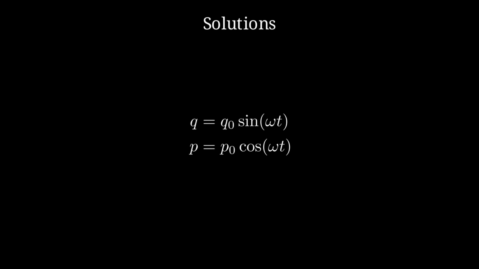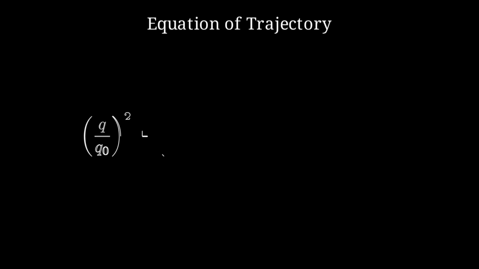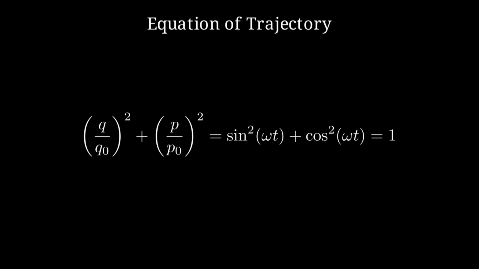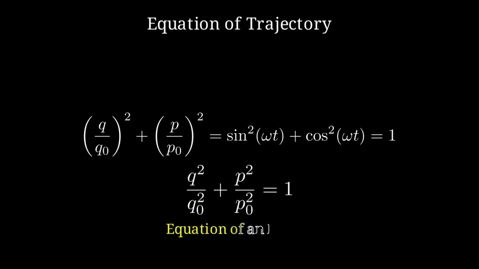Position q oscillates as a sine wave and momentum p oscillates as a cosine wave, since it's the derivative of the position. We can normalize this by the maximum amplitudes q0 and p0. If we square the normalized equations and add them up, we use the identity sine squared plus cosine squared equals 1. This gives us the equation q squared by q naught squared plus p squared by p naught squared equals 1, which is basically the equation of an ellipse. So, for a harmonic oscillator, the phase trajectories are ellipses centered at the origin.